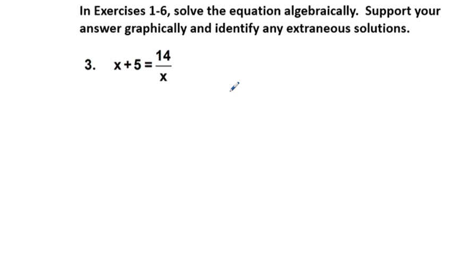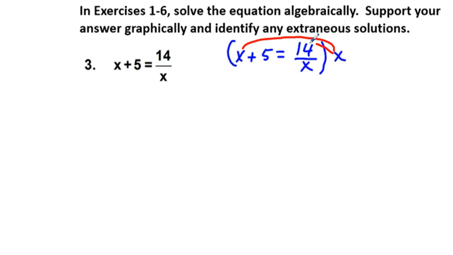Okay, next, on to problem 3. We have the rational equation x plus 5 equals 14 over x. So I'm going to rewrite this. For this, we are going to clear the denominator. And what's in the denominator? x. So if we multiply this whole equation by x, we can distribute to each thing in the equation. So we have x times x, x times 5, and x times 14 over x.